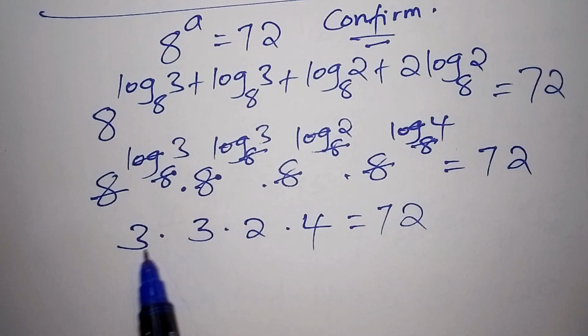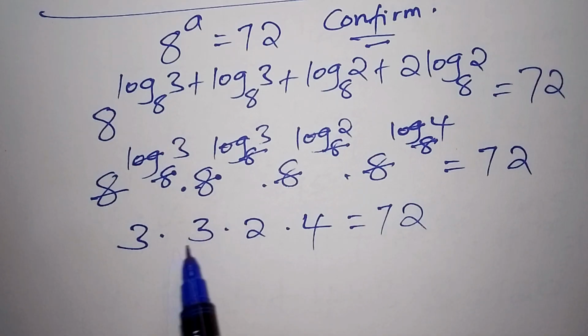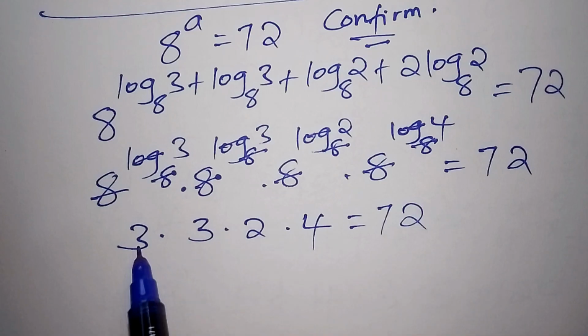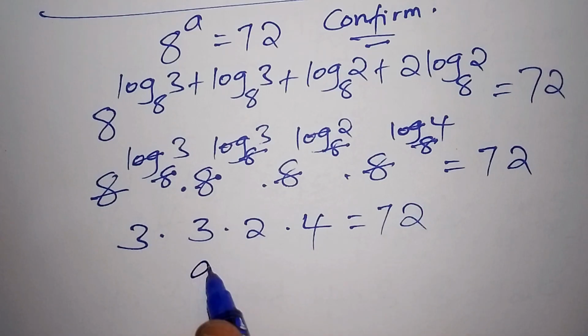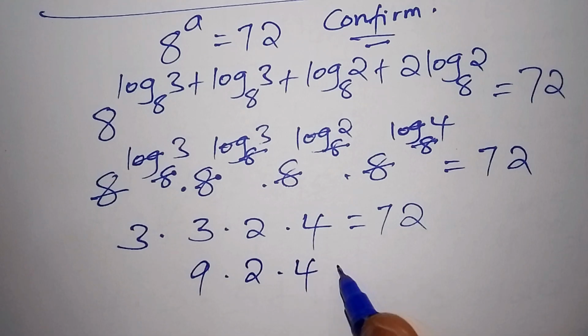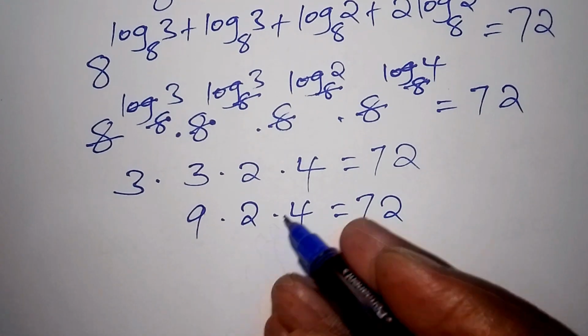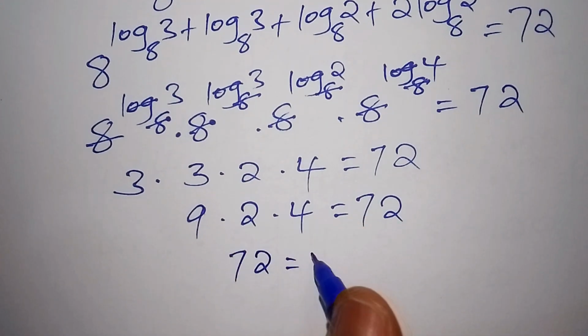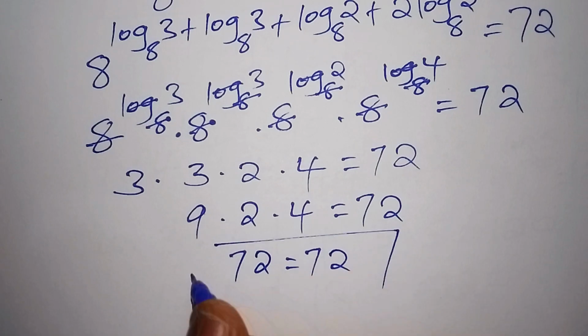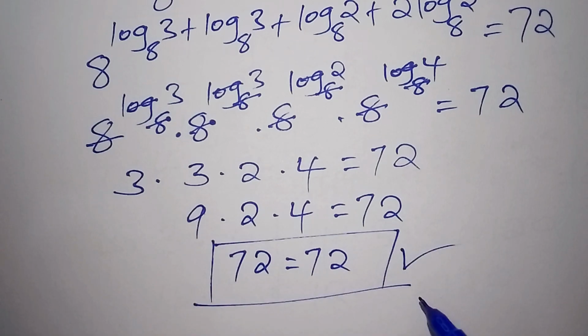So 3 multiplied by 3 is 9, then 9 multiplied by 2 multiplied by 4 is equal to 72. So 9 multiplied by 2 is 18, then 18 multiplied by 4 is 72, which is equal to 72. Then it means that the answer that we've got is correct.